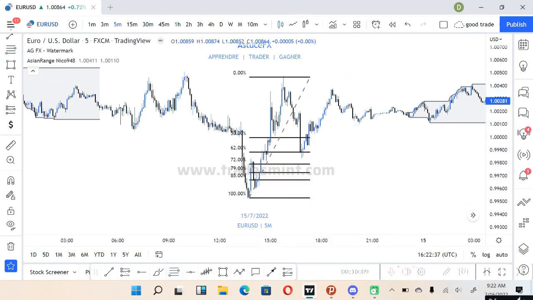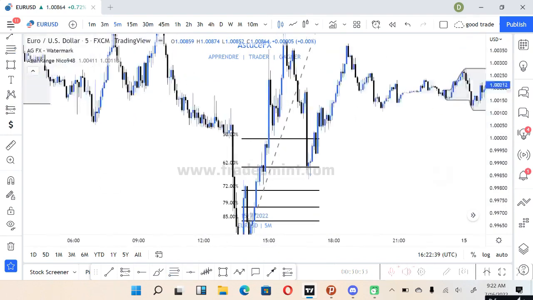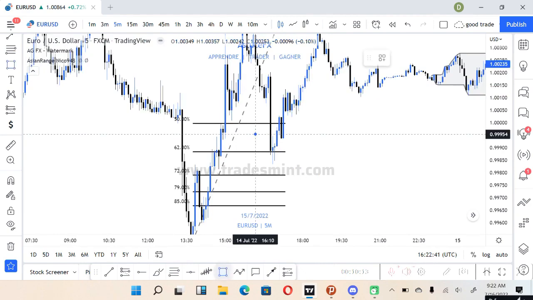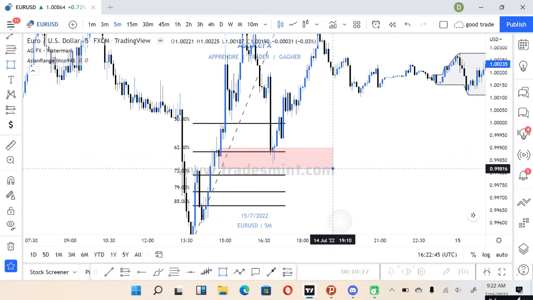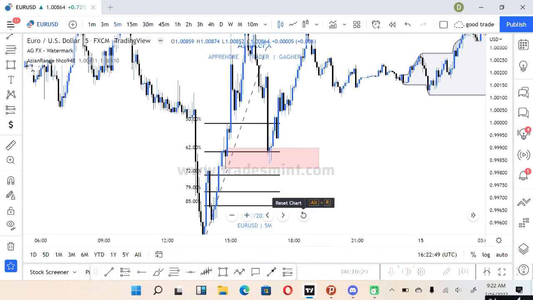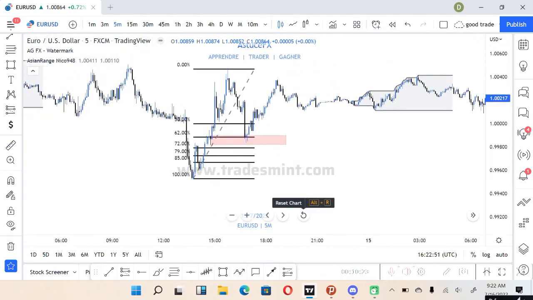Now you can see that price retraced to the 62, and at the 62, when you look at it, you have an order block. Okay, that's the case where you take your buy based on the order block, and now price retraced to a discounted zone, and you have the order block there as well. So this is a buy opportunity.